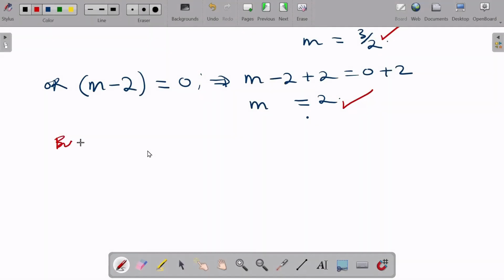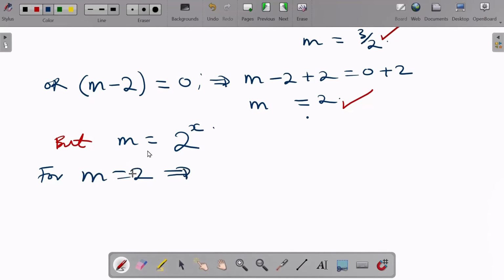But we say that m equals 2 raised to power x. And now for m equals 2, it implies that we have 2 power x being equal to m, which is now 2. And this 2 is the same as 2 power 1. So by comparison, since the bases are the same, it implies that our value of x is 1.